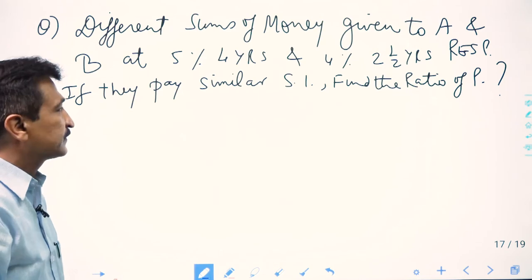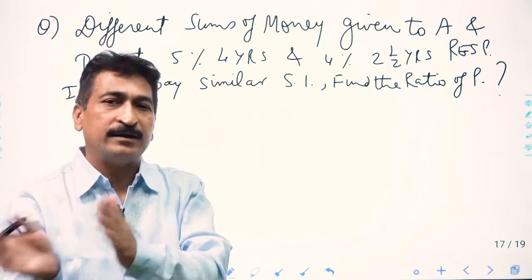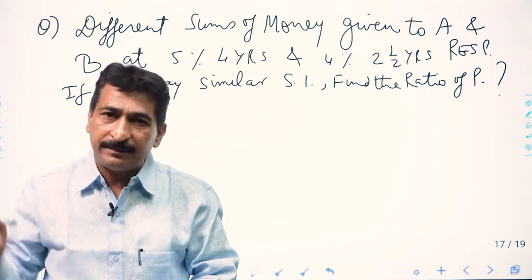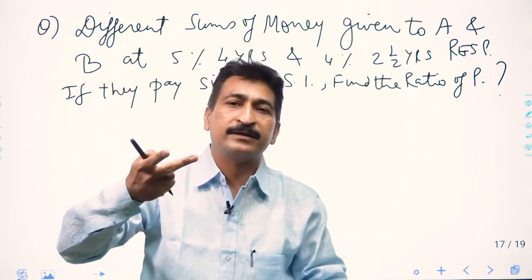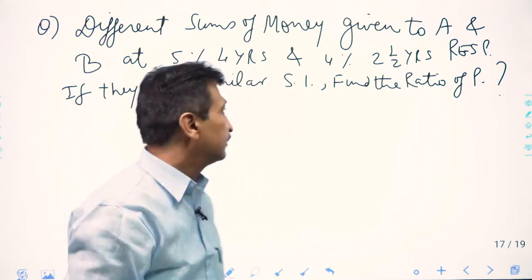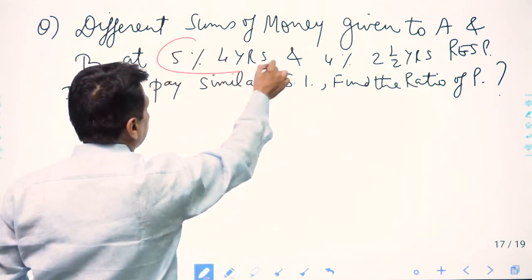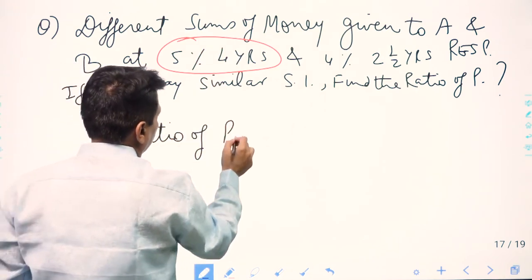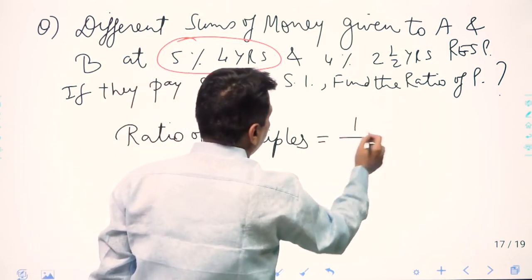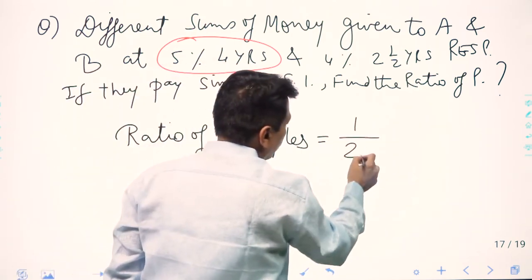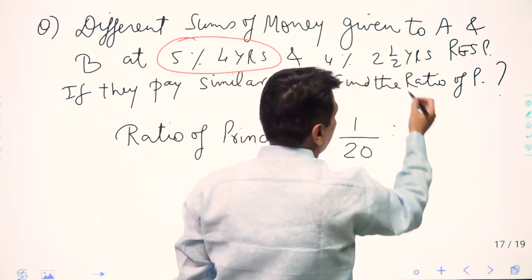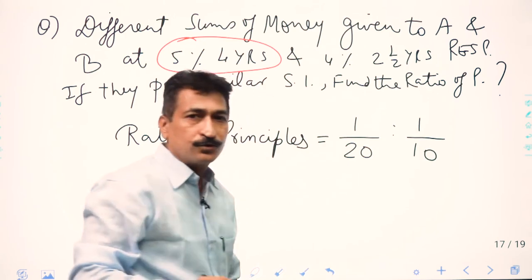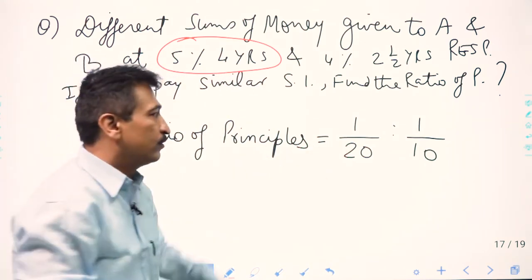Now, let us first calculate the total interest paid by A, then calculate the total interest paid by B and reciprocate them. Let us make their reciprocals. So, total interest paid by A is R into T, 5 4s are 20. So, ratio of principals is 1 upon RT, 5 4s are 20, 1 upon R2 T2, 2.5 into 4, 10. So, 1 upon 20 is to 1 upon 10.